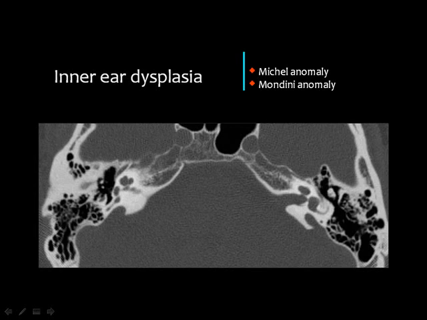The inner ear dysplasias are of two types, the Michel anomaly and the Mondini anomaly. Michel anomaly means total absence of the inner ear structures, and Mondini anomaly means abnormal configuration of the inner ear structures, including the cochlea and the vestibule as well as the semicircular canal. Then if you look at the dome of the cochlea, here it is expanded, and also the vestibule is expanded.